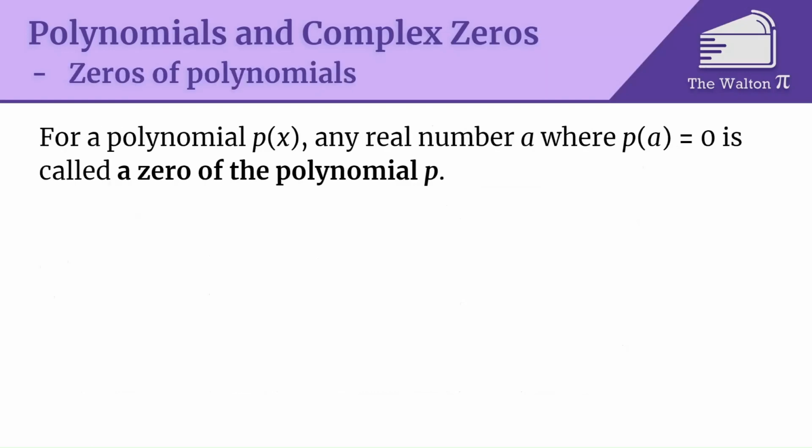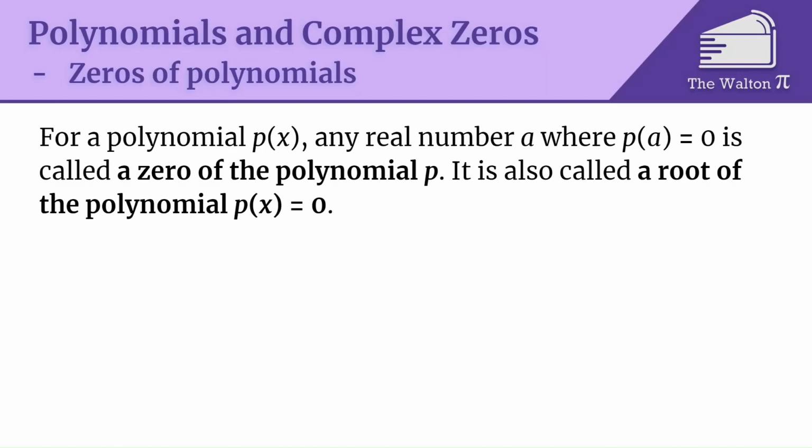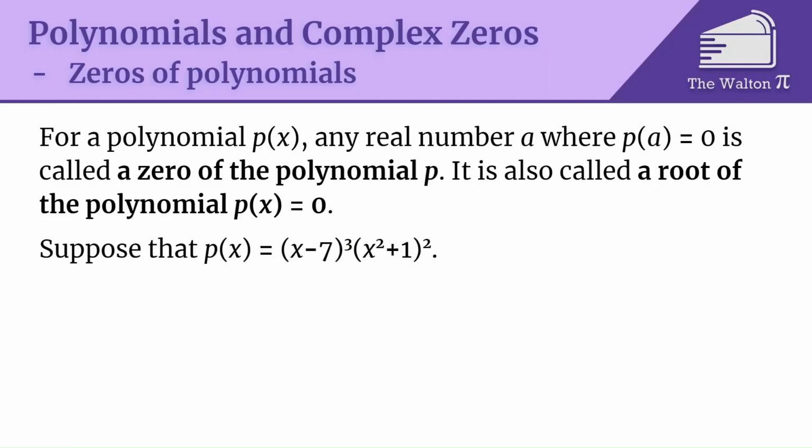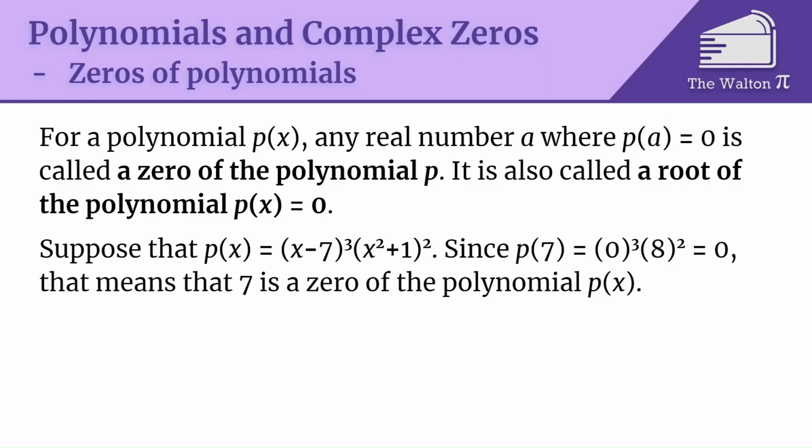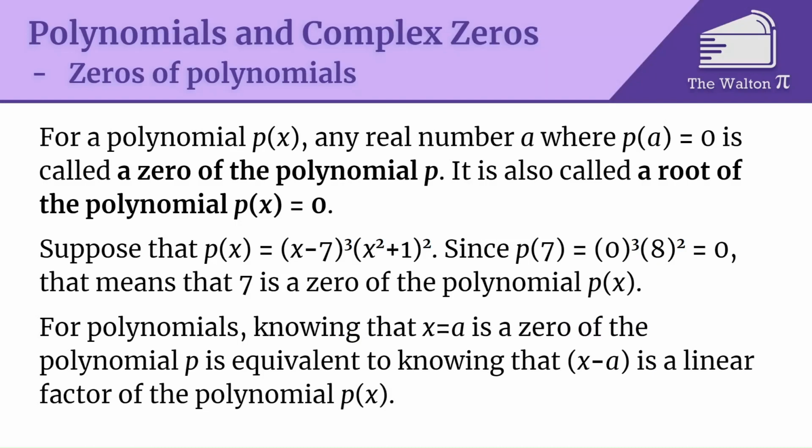So now let's talk about zeros of polynomials, okay? A polynomial p of x, the zero of that polynomial is any real number a where p of a equals 0. So it's also called the root of the polynomial, p of x is 0. Those are two different terms that essentially mean the same thing. So let's say that p of x is (x minus 7) cubed times (x squared plus 1) squared. p of 7 is 0 cubed times 50 squared, which is 0. That means that 7 is a 0 of the polynomial p of x.